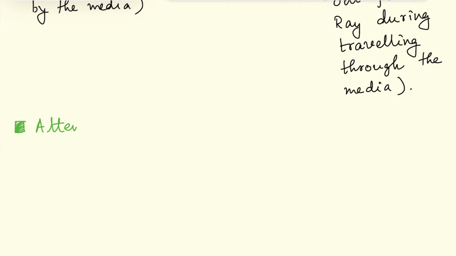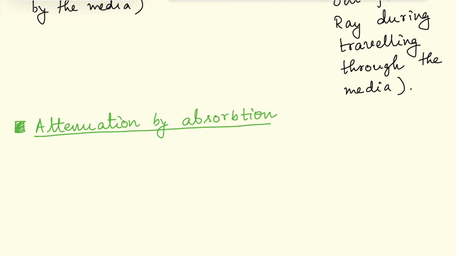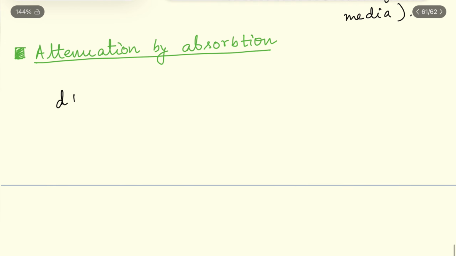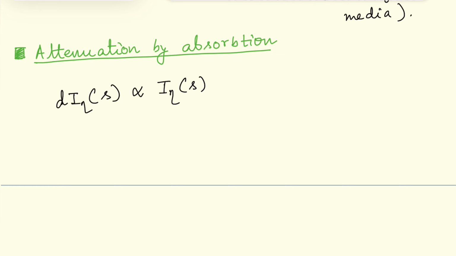So, attenuation by absorption. It says that the change in the radiation intensity at a particular position s is proportional to the radiation intensity at that position, and also proportional to the length ds through which it is traveling.